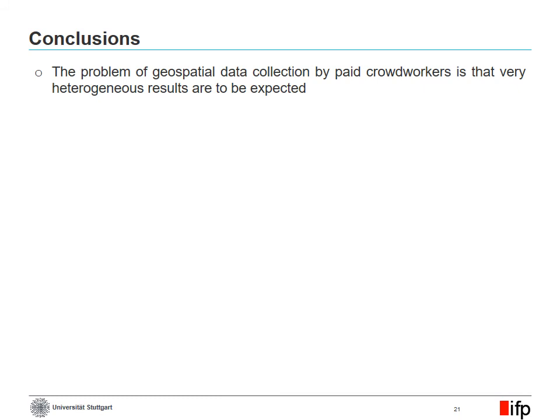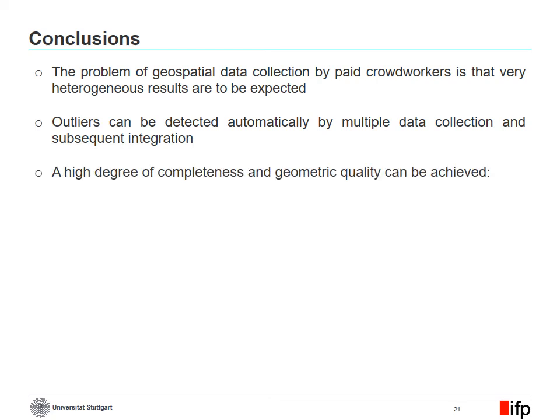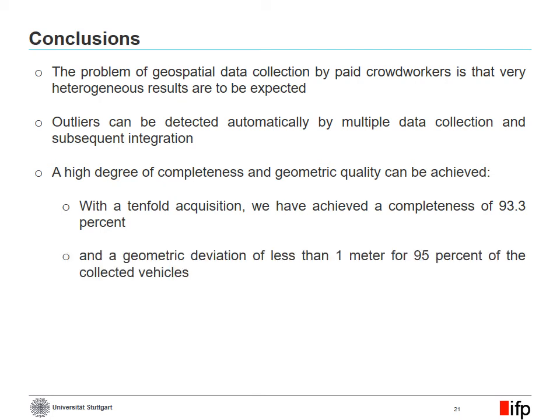To conclude, the problem of geospatial data collection by paid crowd workers is that very heterogeneous results are to be expected. If we collect the data several times, we can detect outliers automatically, and we can achieve a high degree of completeness and geometric quality. Here we achieve a completeness of 93.3% with the tenfold acquisition, and a geometric deviation of less than 1 meter for 95% of all collected vehicles. And we could even improve those values if we collect it not only 10 times but more times.